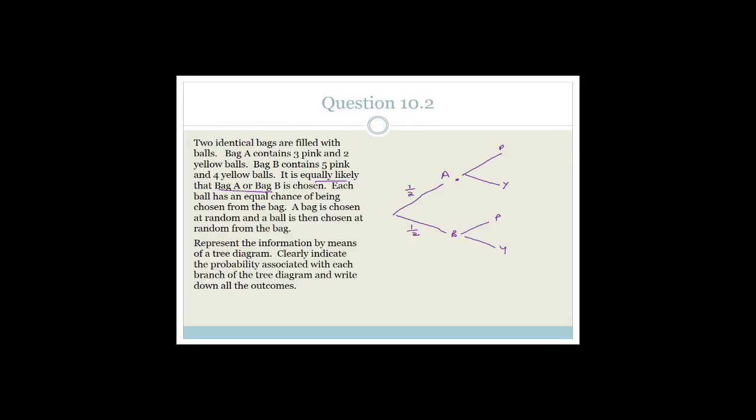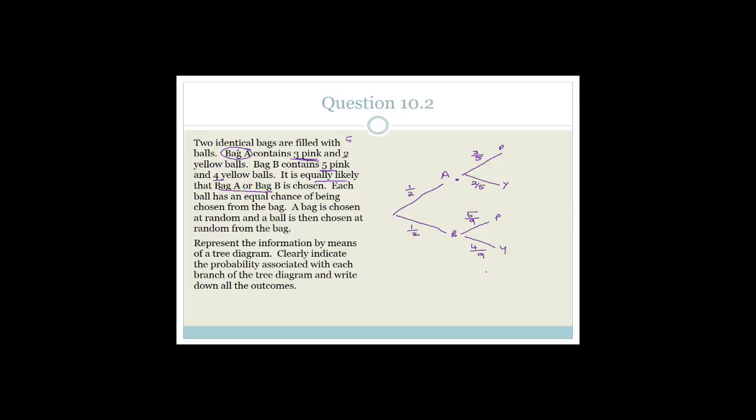How many balls do we have in total in bag A? We've got three pink and two yellow. So do you agree we've got a total of five balls in bag A? Three out of the five are pink and two out of the five are yellow. So we are going to write three out of the five over here and two out of the five are yellow. Now we go to the blue bag, or bag B. We've got five pink and four yellow, which makes nine. So five out of the nine are pink and four out of the nine are yellow. So there are the probabilities. That's what you needed to write down.